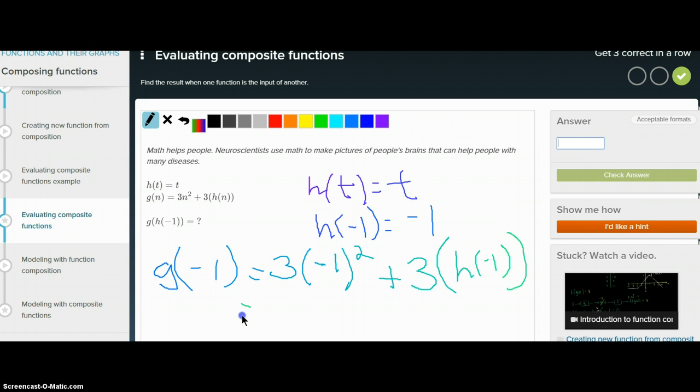Okay, and we see that this is going to equal negative 1 times negative 1 is positive 1, and then positive 1 times 3 is 3. And then h of negative 1 is negative 1 times positive 3 is negative 3. And so 3 minus 3 equals 0.